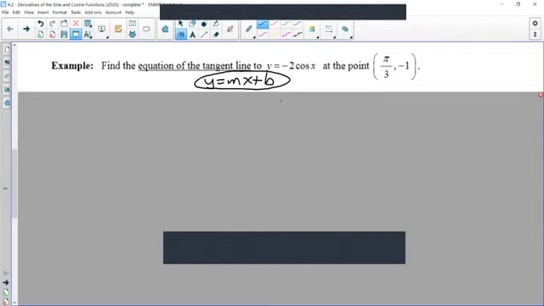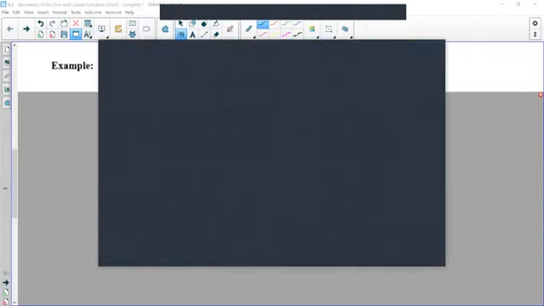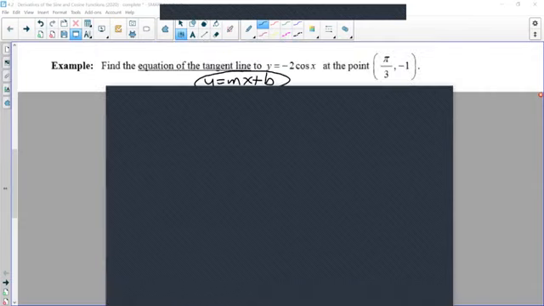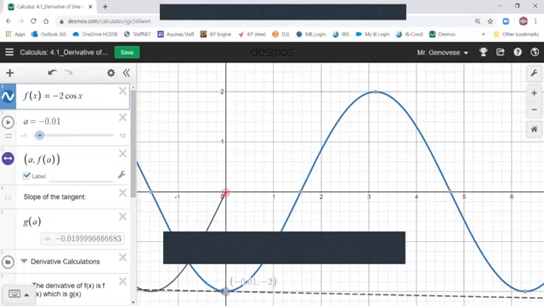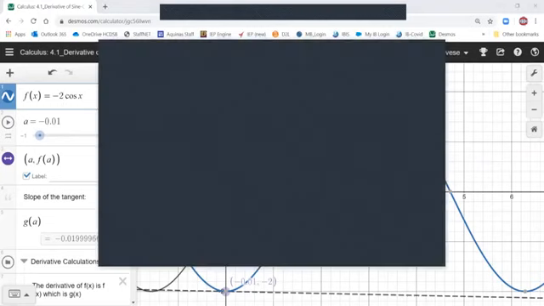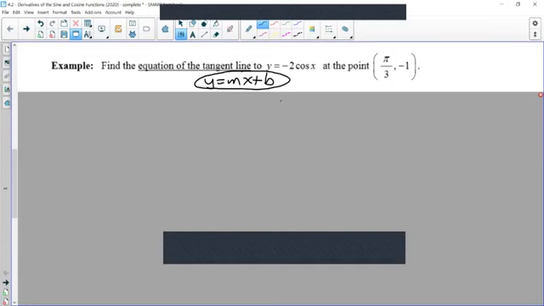Now, if you're looking for a visual on this, let me quickly go to Desmos, if I can get that file up. The file is negative 2 cos x. So there's negative 2 cos x. What we're really looking for, going back to the question, is the point where x is pi by 3 and the y value is negative 1.